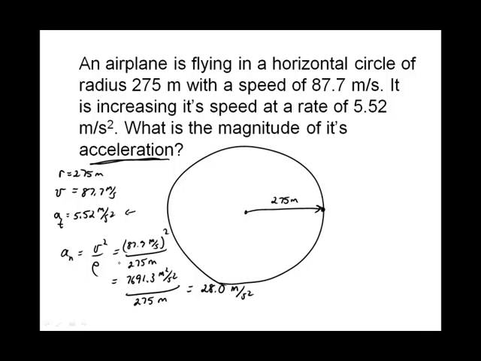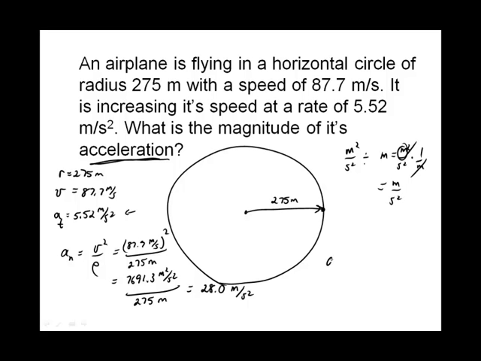Notice I've got meters squared per second squared divided by meters. That's the same as meters squared per second squared times 1 over meters. One of those cancels, but 1 meter is left over. And so I get meters per second squared, which is an acceleration.